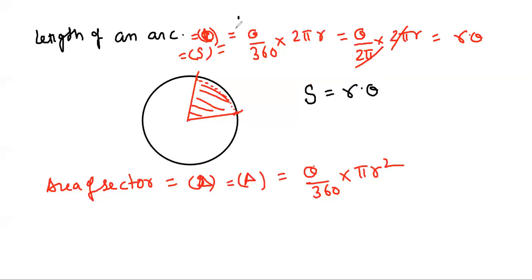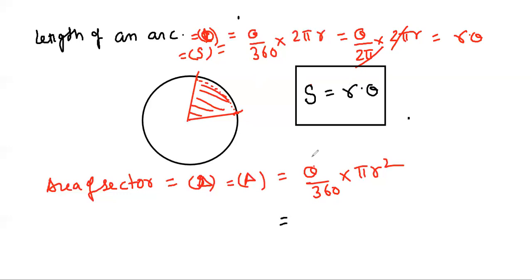Now you can ask me what is R and what is theta. R is the length of radius, no? Yes, beta. R is the length of radius, whereas theta is the center angle, and theta is the angle between both the radii, made by the arc. Okay.